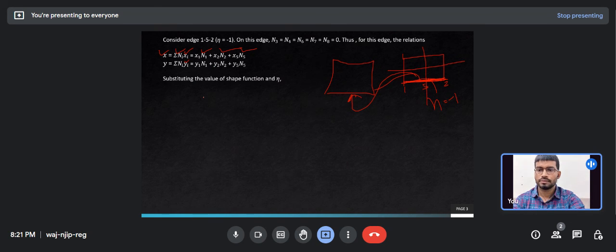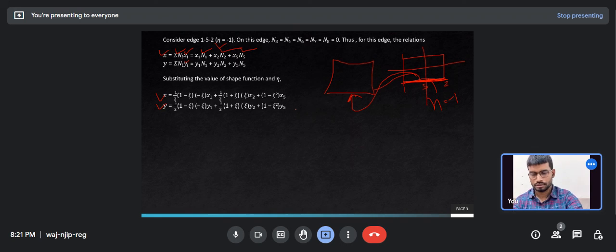Once we substitute the values of n1, n2, and n5 and the value of eta, that is -1, we will get the expressions for x in terms of zeta. Similarly for y also, we will get the expression in terms of zeta, with x1, x2, x5 coordinates and y1, y2, y5 coordinates for x and y mapping respectively. Right?